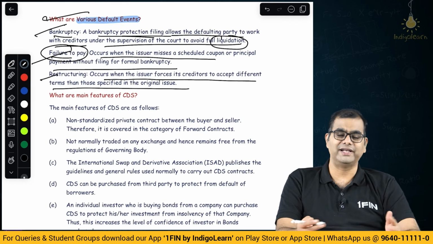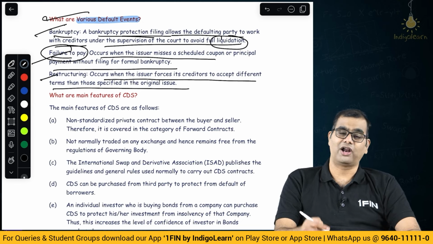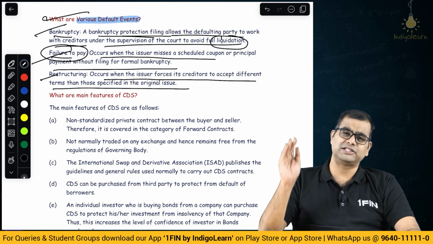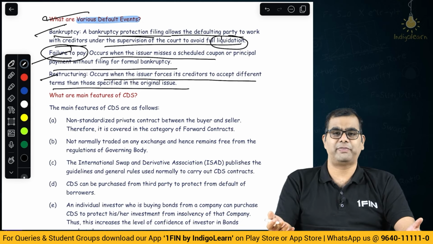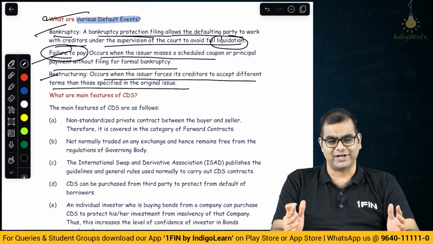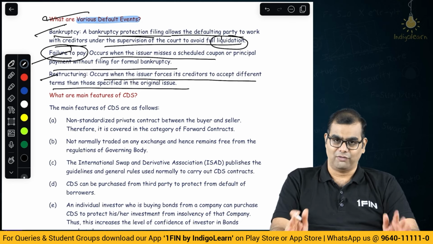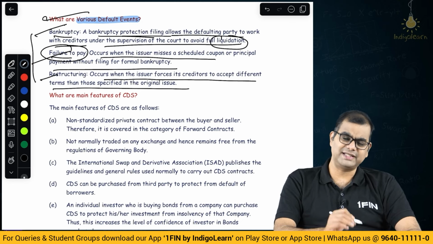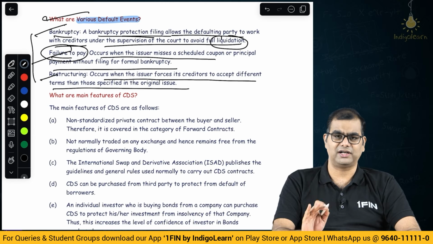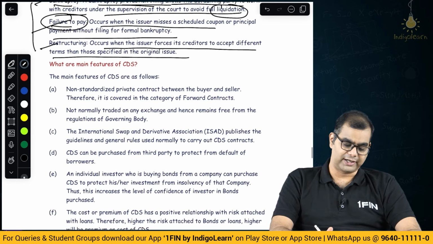Okay, anything cannot be called a default randomly, or say, only if on the last day, the last installment on the maturity date, the amount is not paid, then we will treat it as default. Such kind of explanations don't work. What works is any of these three things, and these are defined in the CDS contract. It is not that these are market terms and all that. These are defined in the CDS contract.